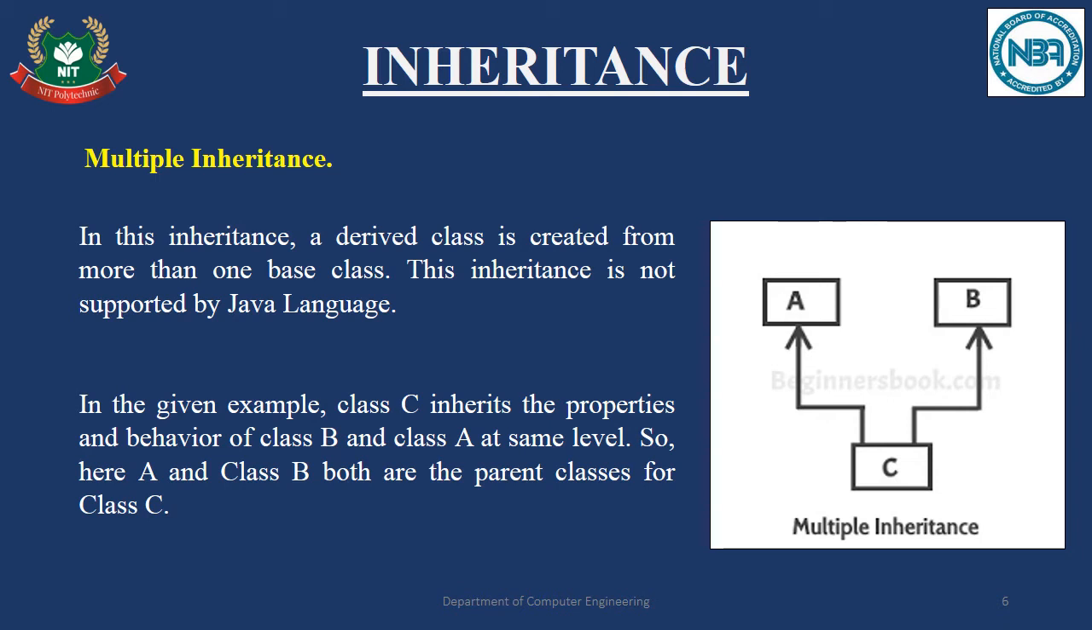Next type is multiple inheritance. In this inheritance, a derived class is created from more than one base class, that is a single child is present which has more than one parent class. As we can see in the diagram, class C, which is a child class, has two parents, class A and class B. This type of inheritance is implemented in object oriented programming in the C++ language, but multiple inheritance cannot be implemented in the Java language.